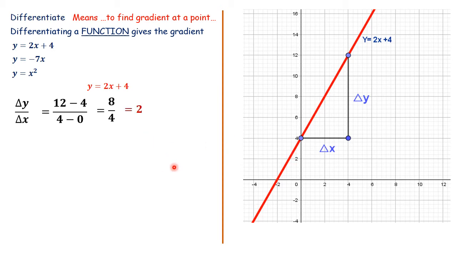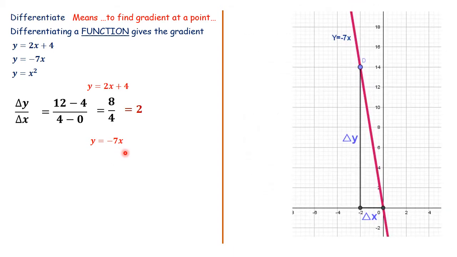The gradient is 2. Let me say that if we have a line y equals minus 7x, we don't have the y-intercept, so this line passes through the origin. Now, to obtain the gradient, we could draw the line as indicated there, obtain the change in y, and obtain the change in x.